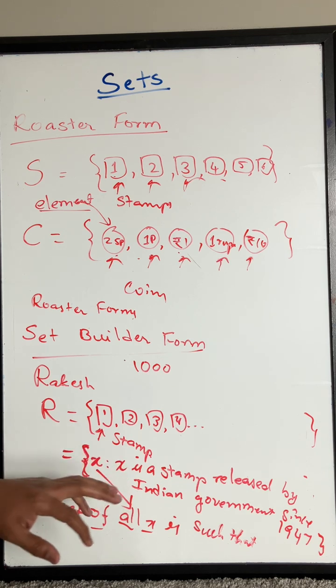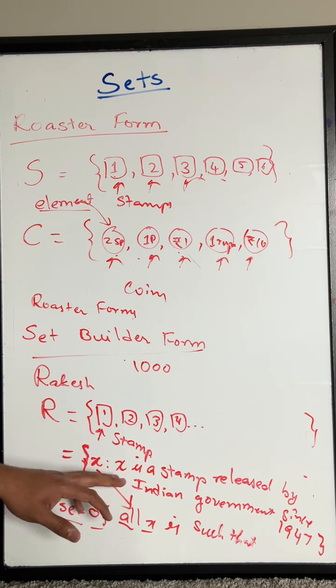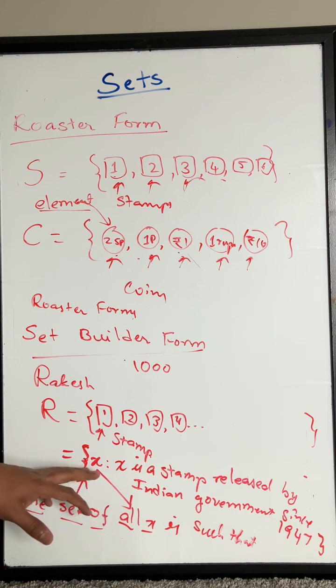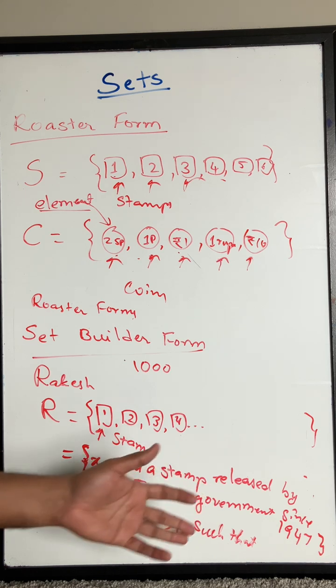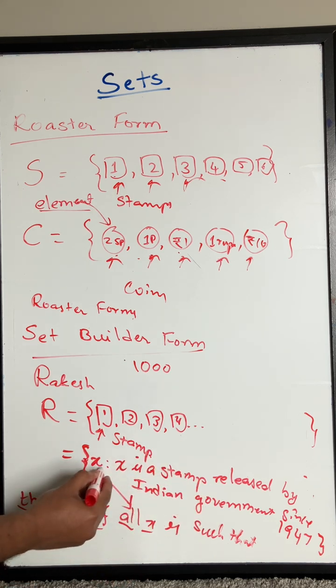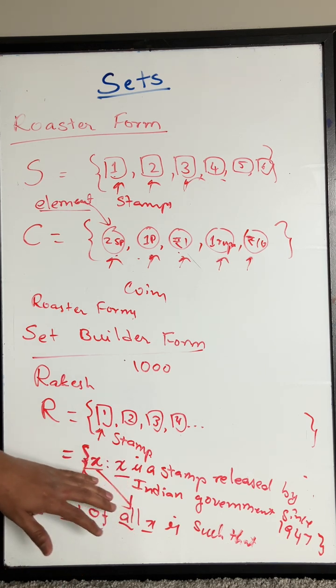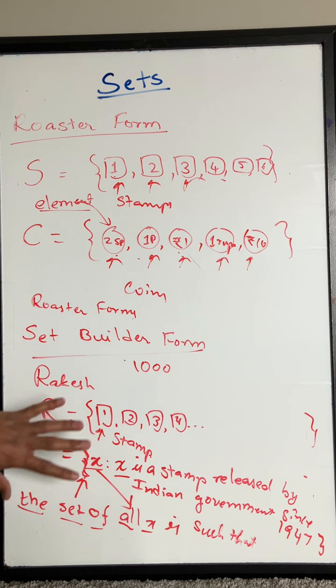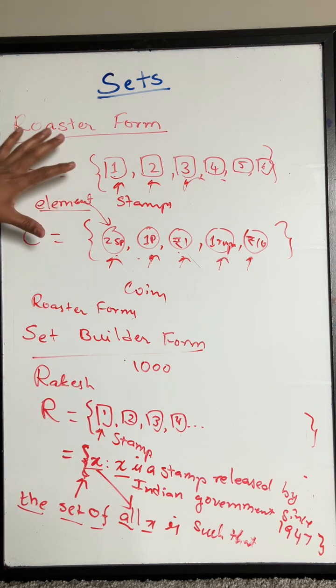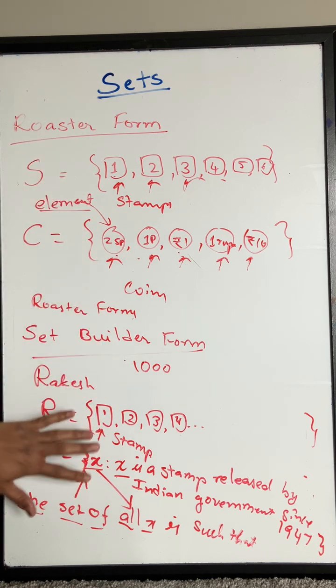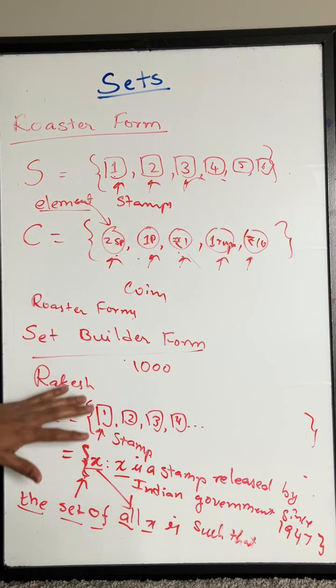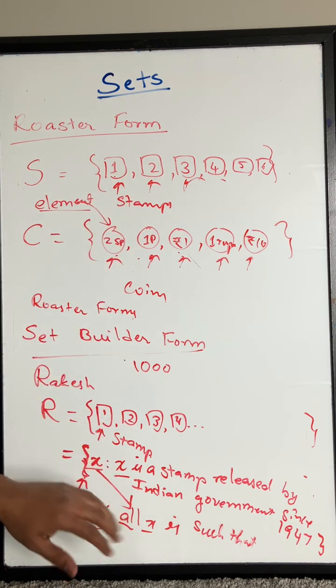set builder form with x notation. We can take x, y, or anything. We can write the set of all y such that y is a stamp released by India. If you write x here, define what x is. You can put y, z, anything. So we can write sets in two forms: roster form by listing all the elements, or set builder form with a statement. Thank you.